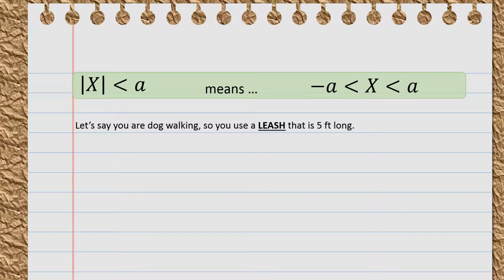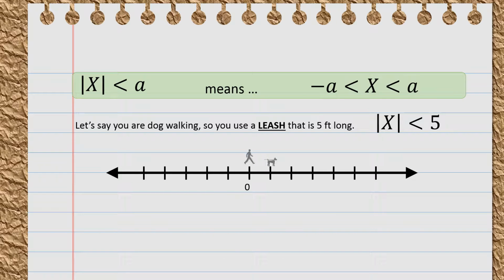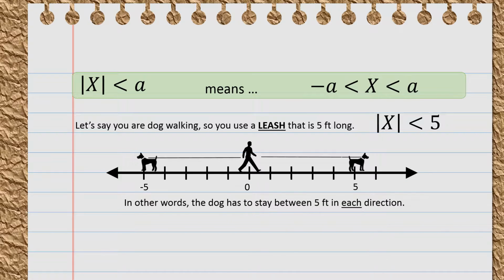Let's say you are dog walking, so you use a leash that is 5 feet long. That means you have a limit of how long the leash is, which is 5 feet. So imagine you are walking your dog. Now we all know dogs don't stay right beside you. They like to go in front of you, and sometimes they even run behind you. But the goal is the leash is going to keep the dog safe.